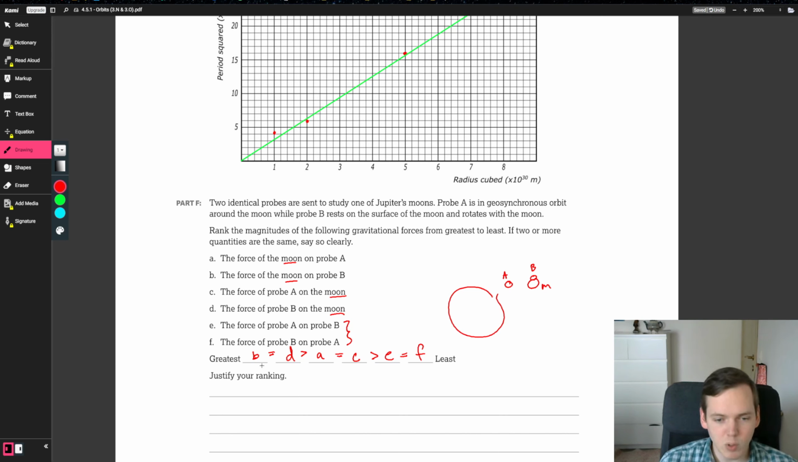Anything involving the moon, by definition, has to be much larger than anything involving just the probes. That puts the probes at the least. Then if we look at the relative distances of A and B to the moon, whichever is closer is going to be pulled stronger. Therefore, B is going to be pulled stronger.